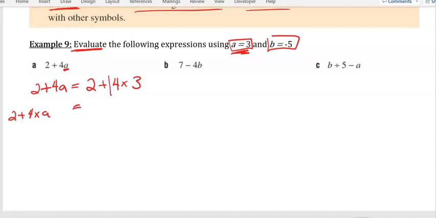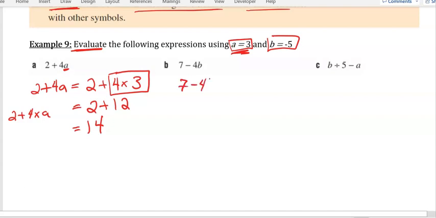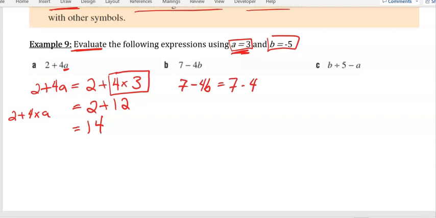So what do I do first? I've got to do multiplication before I do addition and subtraction. So I end up with 2 plus 12. 4 times 3 is 12. And 2 plus 12 is 14. And there's my answer. And now we've got to substitute for b. 7 minus 4b is the same as saying 7 minus 4 times b. And in this case, b is -5. So I'll use my brackets to make it a little cleaner.